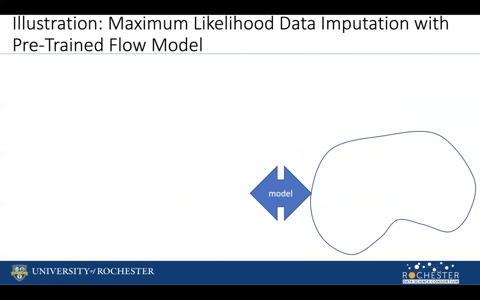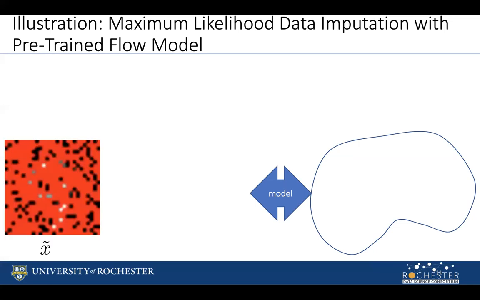Assume that a pre-trained normalizing flow model has been trained on a set of fully observed data. This is just a toy example. Remember that in our testing scenario, we don't have fully observed data available for training. Now, assume we want to impute the missing values in a partially observed sample. Here, red pixels indicate image locations with missing values. In this example, 80% of the pixel values are missing.